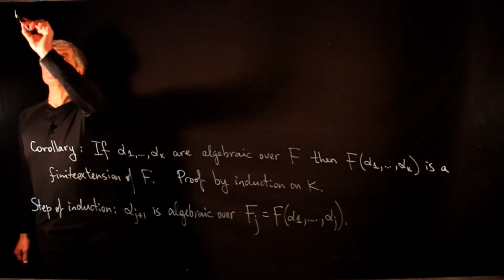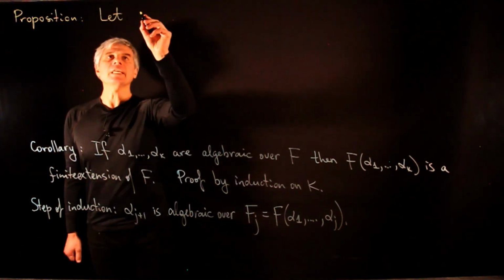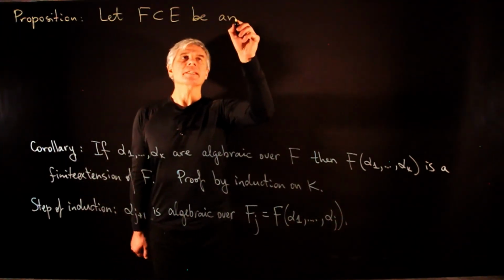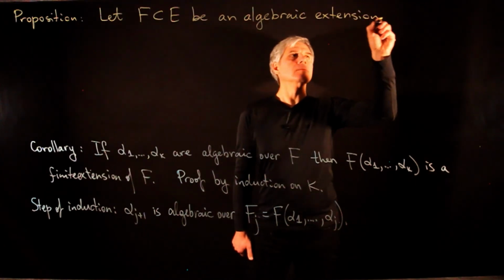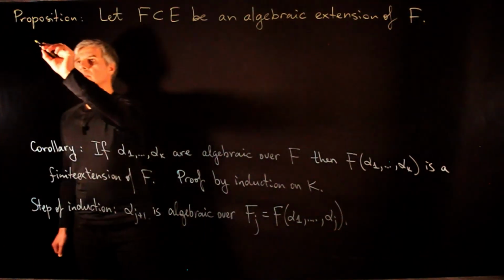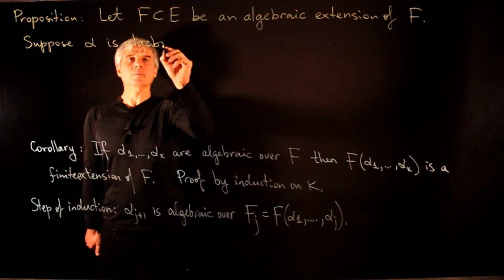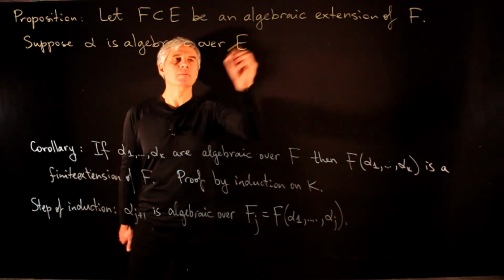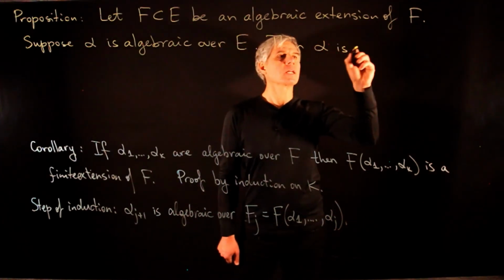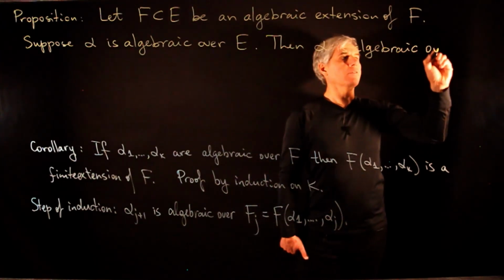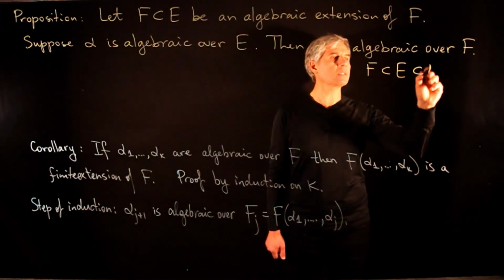We conclude this lecture with the following proposition. Let E be an algebraic extension of F, and suppose alpha is algebraic over E. That is, it sits in some larger field and is algebraic over E. Then alpha is algebraic over F. So here we have a chain of extensions. F sits in E and E sits in E(alpha).